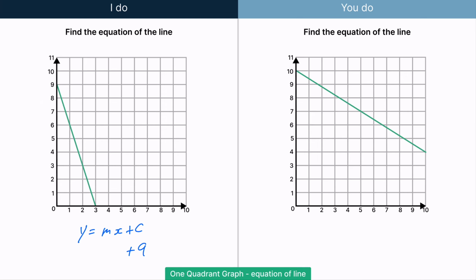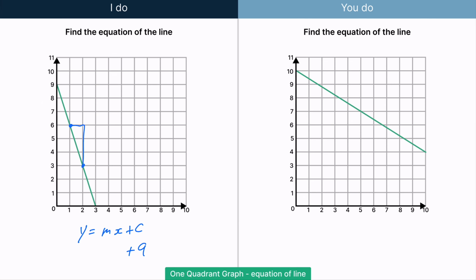Now to find the gradient m, I'll just pick two nice points on this line. So the two nice points you can pick from would be any two of these, okay? You can pick these two as well if you like. So I'm going to go, this time, with these two. So that goes across there, and that goes down. Let me just draw that a little bit clearer.